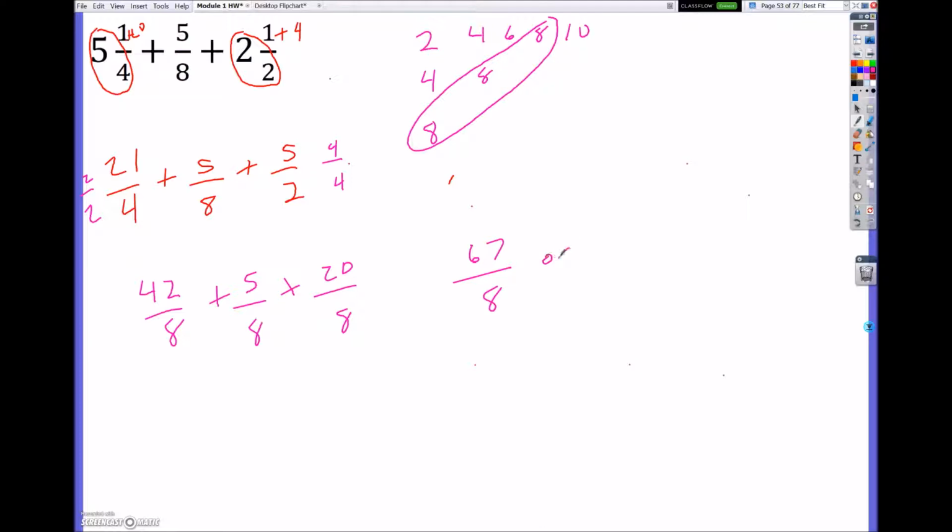You could leave your answer right here, or you could always turn it back into a mixed number, which would be 8 3/8. Okay? If you get a little stuck or a little confused on how to do that, I would leave it just as 67 over 8.